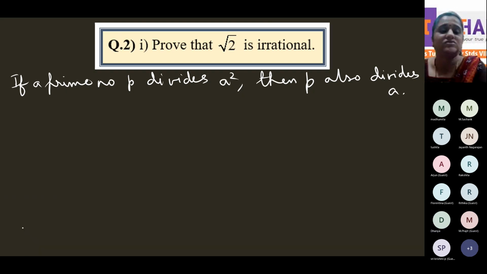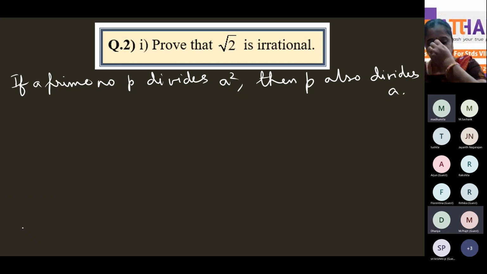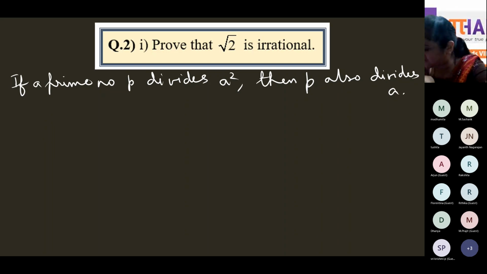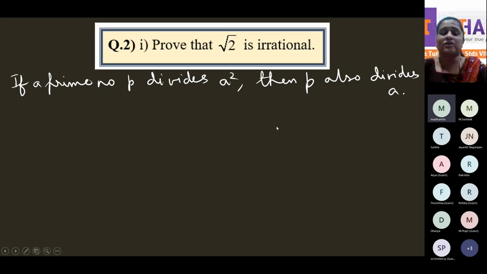Co-prime integers, children, what are they? The two numbers have only one... They have common factor 1, ma'am. Very good. If the HCF... very good. I heard that, common factor 1. Who was that? Danya, ma'am. Very good, very good.